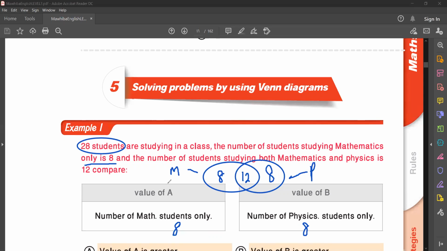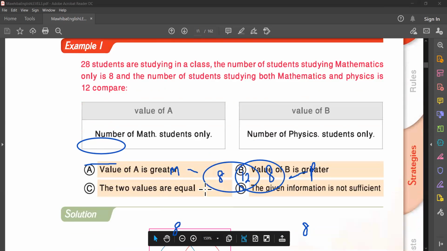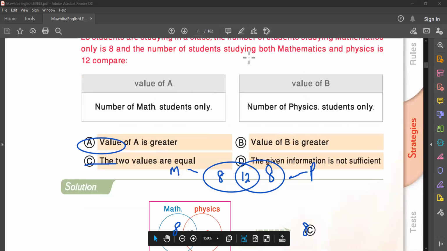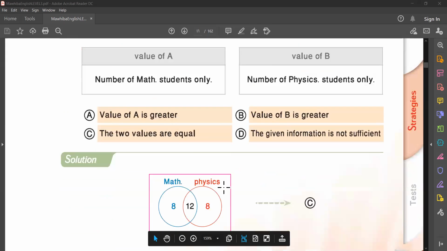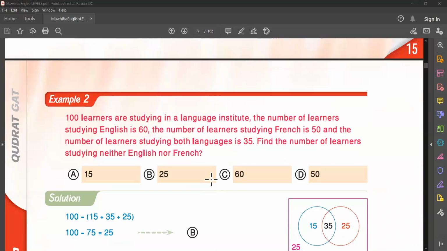Okay, now, what is the answer? It is C, because the value of A equals the value of B, so the answer is C. The two values are equal. Okay, do you understand? Is it clear, these questions? Now we will take the second example.